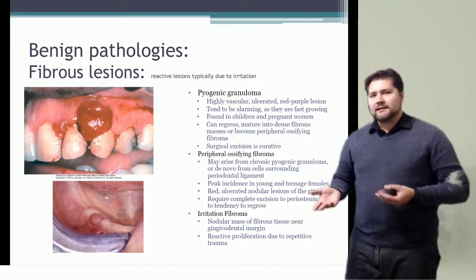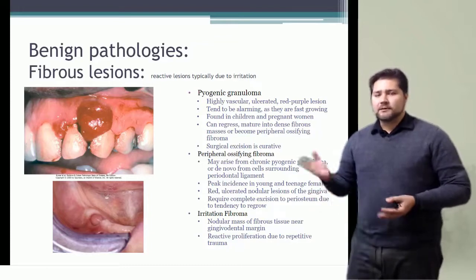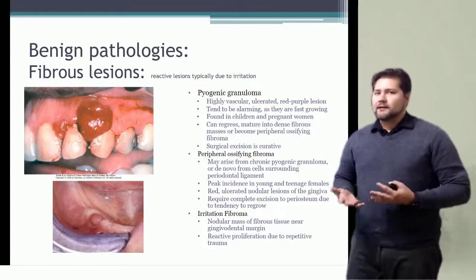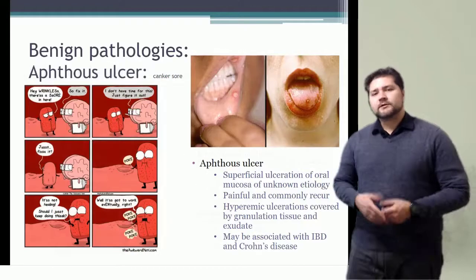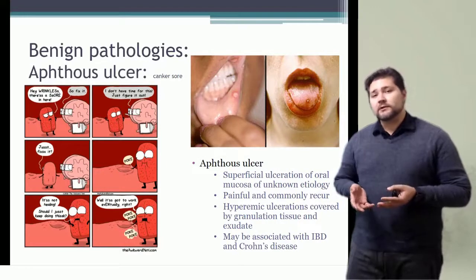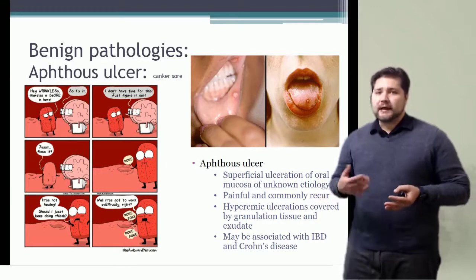So just one of those things that if you can't wait to eat those pizza rolls and you're just popping them in your mouth when they're super hot, you could get yourself an irritation fibroma. So speaking of eating pizza rolls too soon, let's move into canker sores or aphthous ulcers.